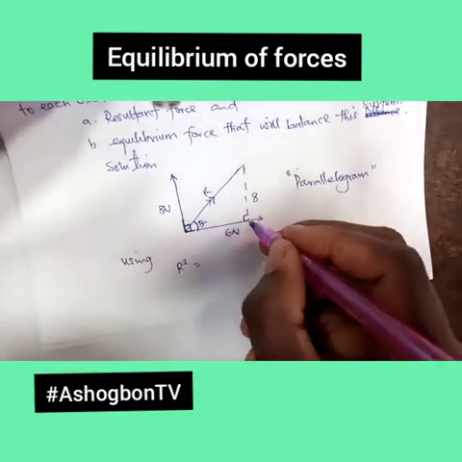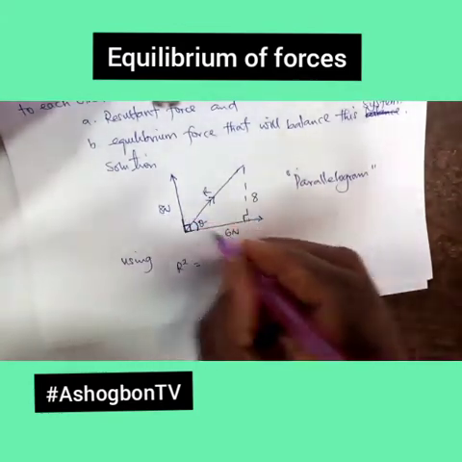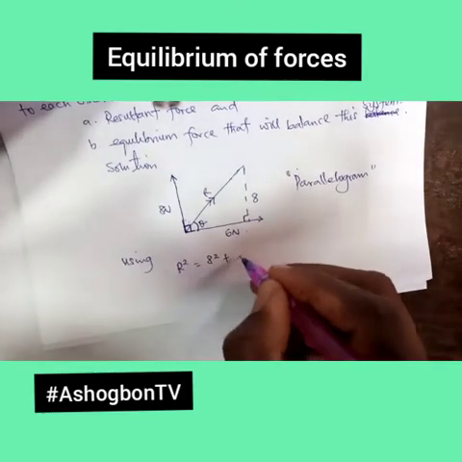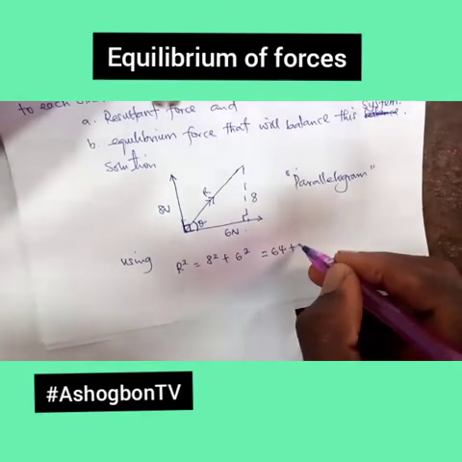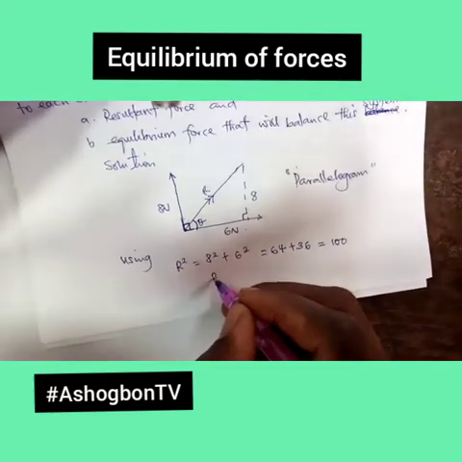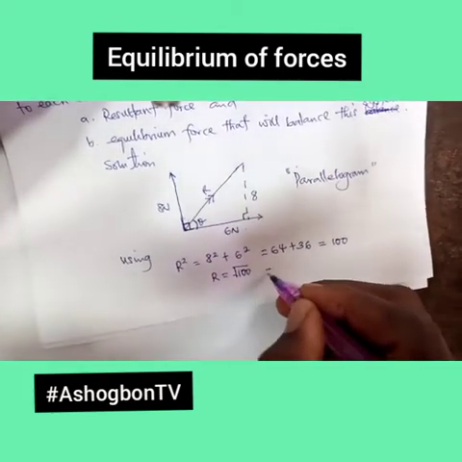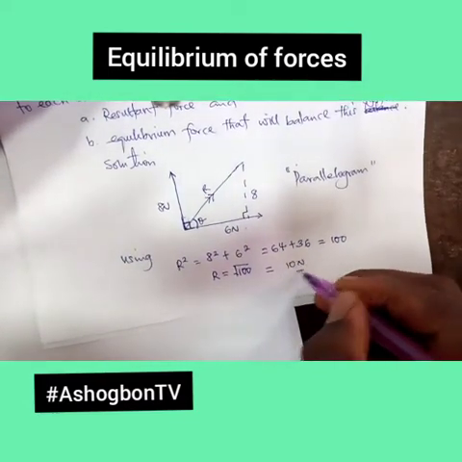So it's always, Pythagoras theorem states that the hypotenuse squared will be equal to the sum of the squares of the what? The adjacent side. So here I have 8 squared plus 6 squared. And that should give me 64 plus what? 36. If you add them up, you will get 100. So tell me, your R will now be the square root of 100. And what will that be? That will give you 10 Newton.